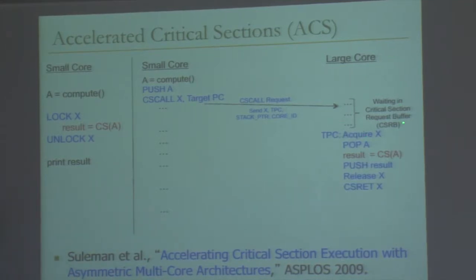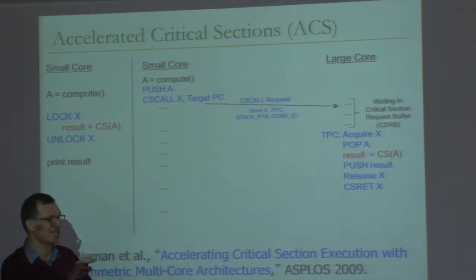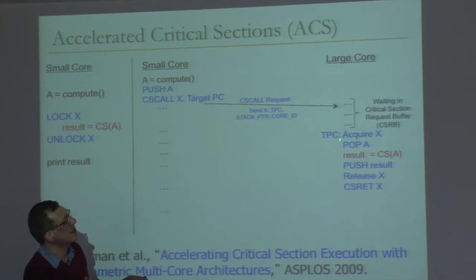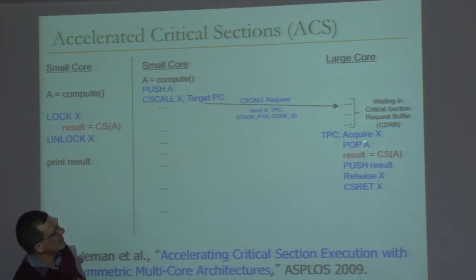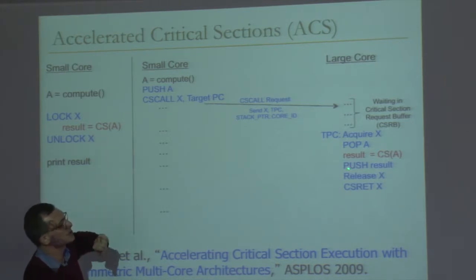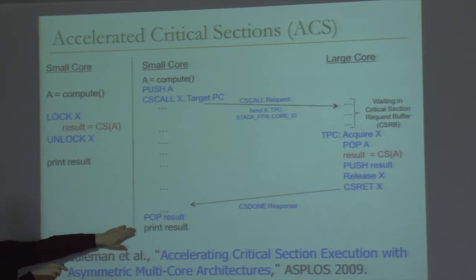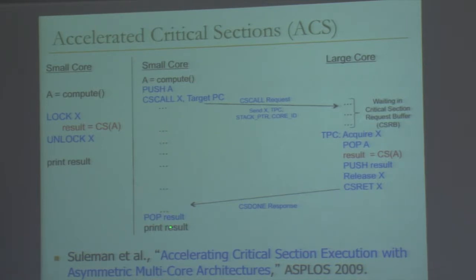And the large core, once this becomes the oldest critical section call request, starts executing from the target PC. Target PC first acquires the lock. We can discuss why that is needed, because there will be cases where, don't worry about it. We'll take a look at it in a little bit. It acquires a lock. It pops the value from the stack, so it gets A. It executes this code in the critical section. It pushes the result on the stack. It releases the lock, and then executes that critical section return. And that critical section return sends a critical section done response to the core ID that was sent. And when the small core receives the critical section done, it executes the remaining code, pops the result, and then prints the result. Make sense?